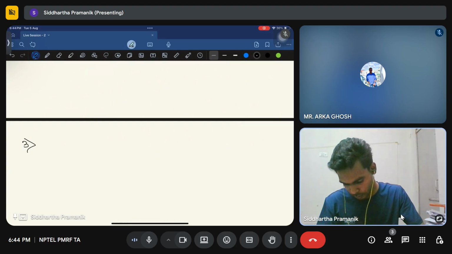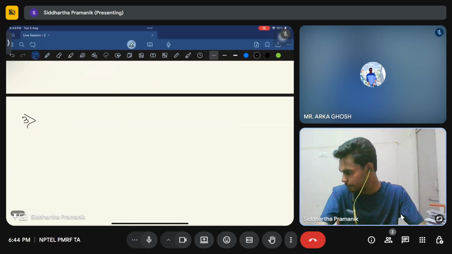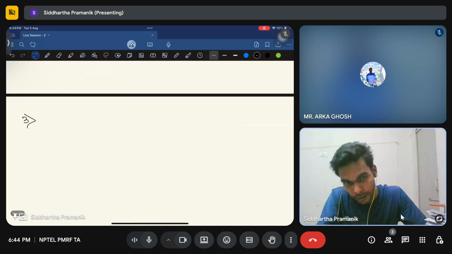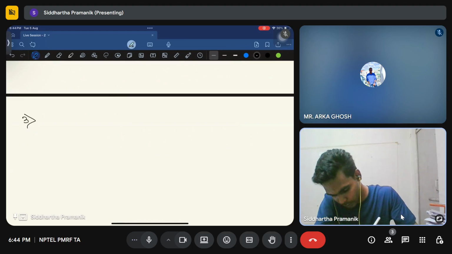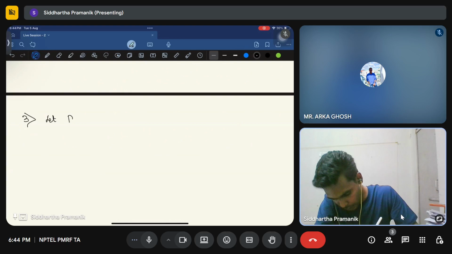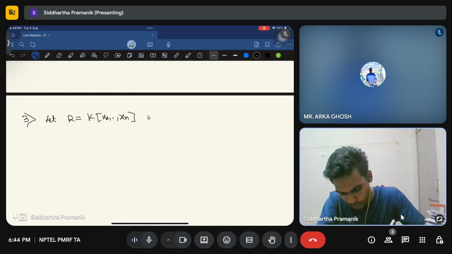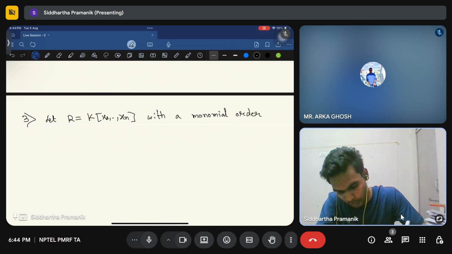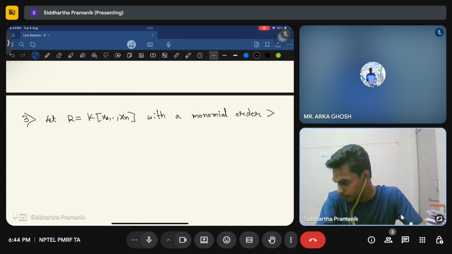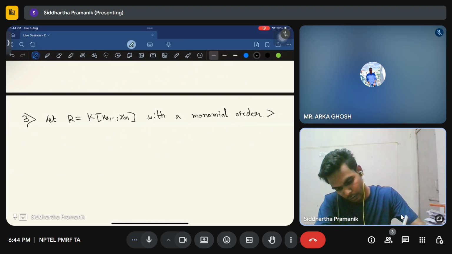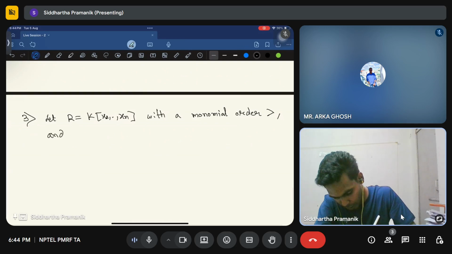Okay, so let's move on to another problem. Again, we will get back to the general setup. So let R equal k[x1, ..., xn] be the polynomial ring with a monomial order, and I be an ideal of R.